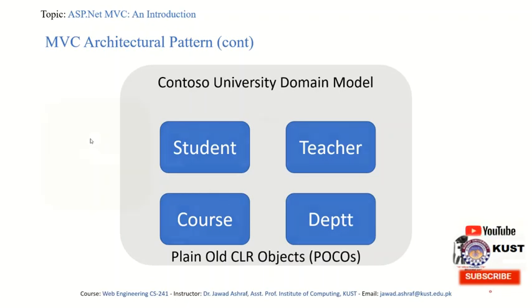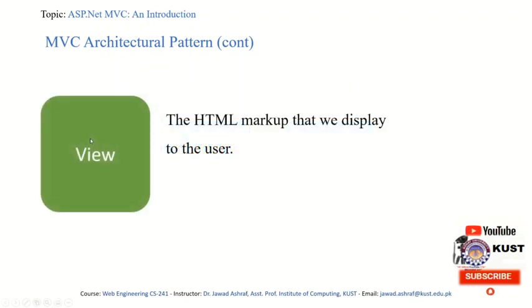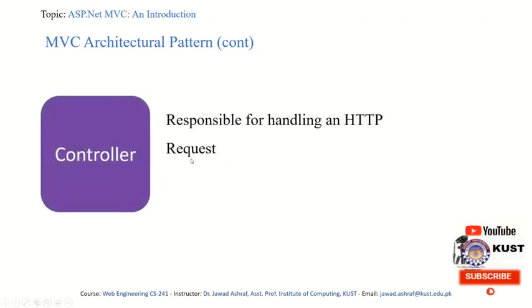In MVC, the view is responsible for displaying the data to the user, or you can say it is simply HTML markup that we have already seen in action. The next is controller, and controller is a very critical part of MVC, and it is responsible for handling an HTTP request. What does it mean?